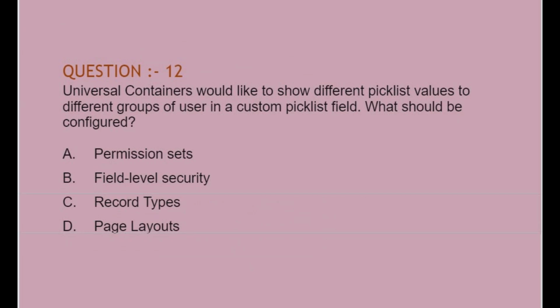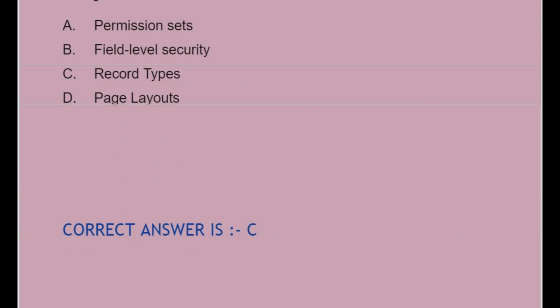Question is Universal Containers would like to show different picklist values to different groups of users in a custom picklist field. What should be configured? Option A. Permission sets. Option B. Field label security. Option C. Record types. Option D. Page layouts. Correct answer is option C.